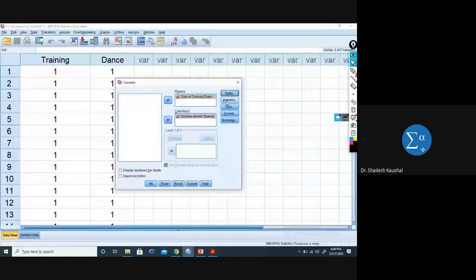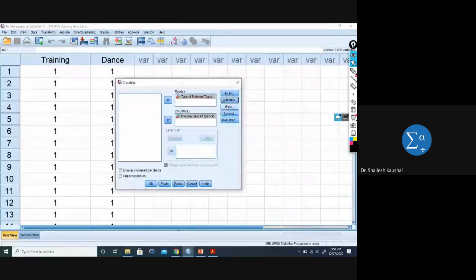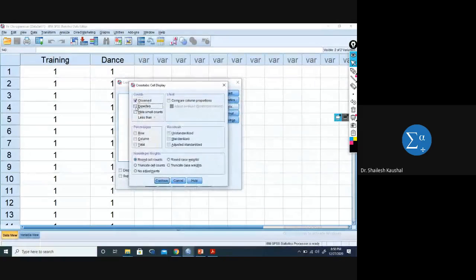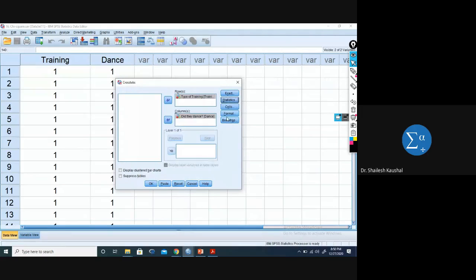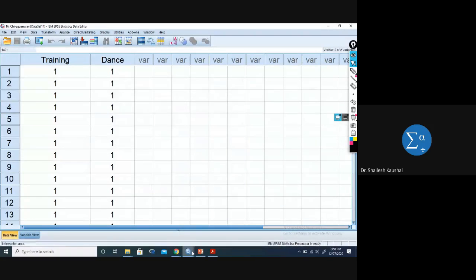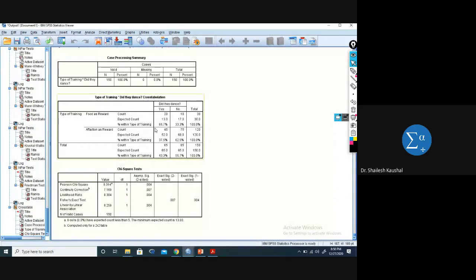Then statistics, the chi-square, and then continue. After continue, cells, I tick expected and observed, and then row percentage, and then continue. And statistics, yes. Format, nothing to do here, and then continue. Okay, now what is the output? This is the output.